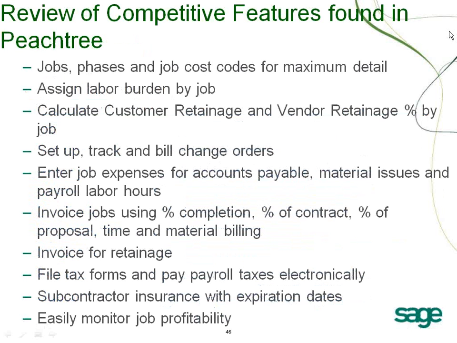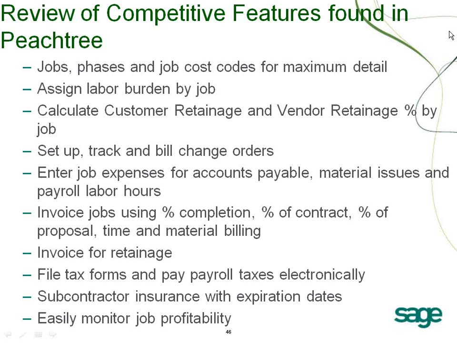Let's review the competitive features found in Peachtree. We have jobs, phases, and job cost codes for maximum detail. We can assign labor burden by job. We can calculate customer retainage and vendor retainage percentage by the job. We can set up and track and bill change orders and get detailed information about those change orders. We can enter job expenses for accounts payable, material issues for stocked inventory item, and payroll labor hours.